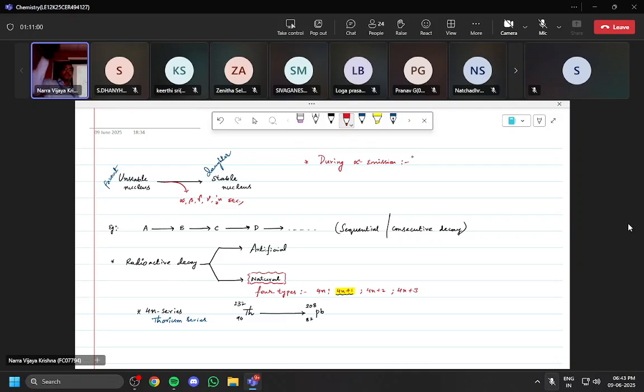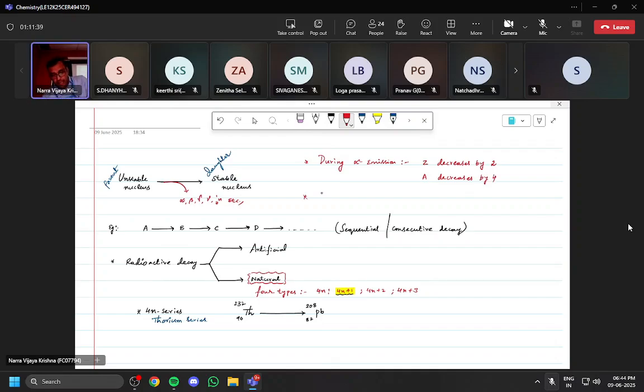If alpha is emitted, how many protons and how many neutrons are gone? From one nucleus, one alpha is gone. That means 2 protons and 2 neutrons are gone. So the atomic number decreases by 2 and the mass number decreases by 4. So during alpha emission, Z, the atomic number, decreases by 2, and A decreases by 4.